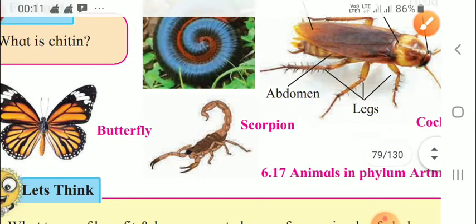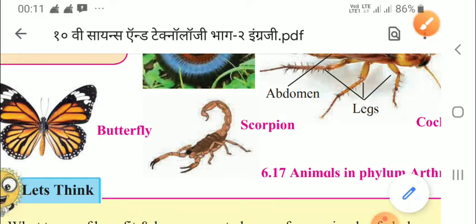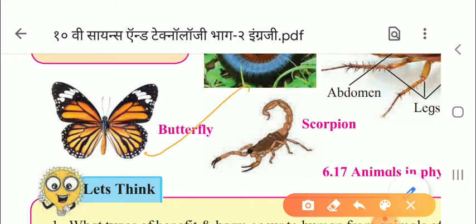Now let us see the scorpion. Now it is also having the head and tail. This is the tail portion. Now here appendages, these limbs are there. Then we can see the butterfly. This is the butterfly which is also in the phylum Arthropoda.